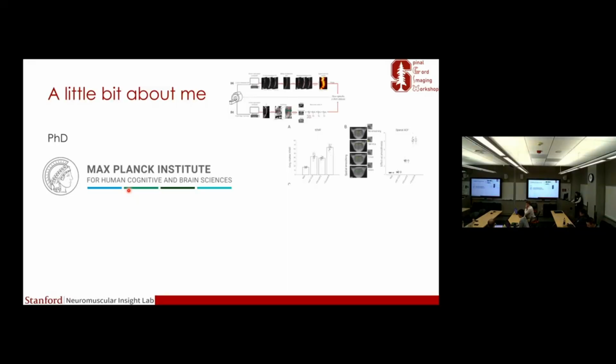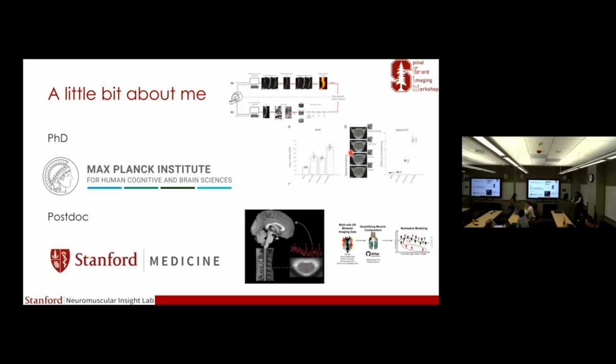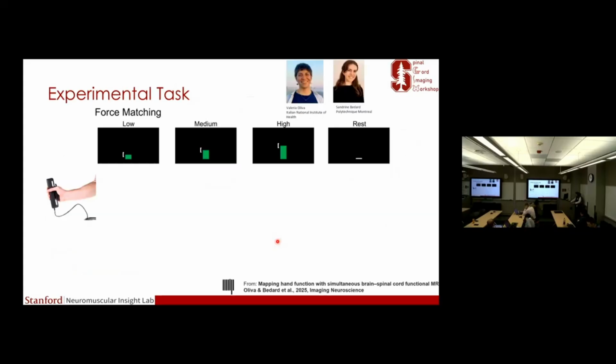A little bit about me, just briefly, I did my PhD in Max Planck Institute for Human Cognitive and Brain Sciences. My PhD was only focused on spinal fMRI. I position myself from the user perspective, I'm not an MRI physicist, and also from analysis, and I use resting state data as well. And I'm doing my postdoc here at Stanford, and as Ken said, I'm working on different projects, including now the corticospinal fMRI data.